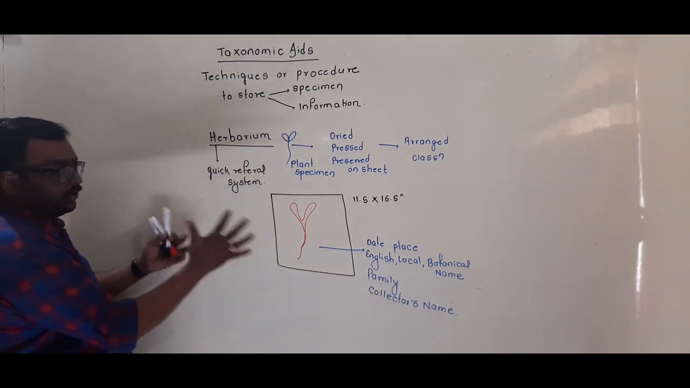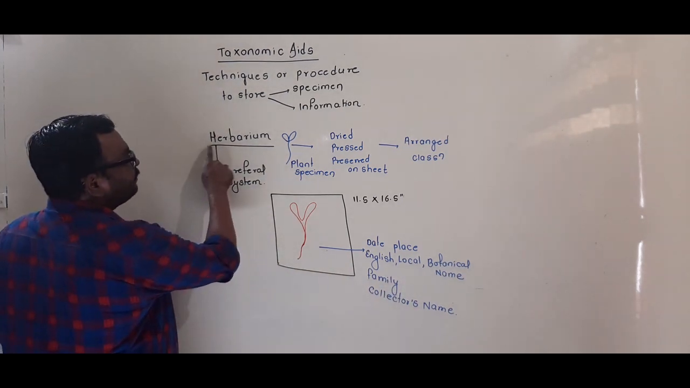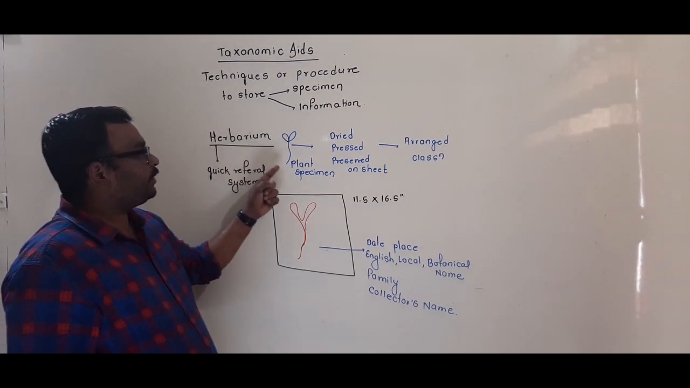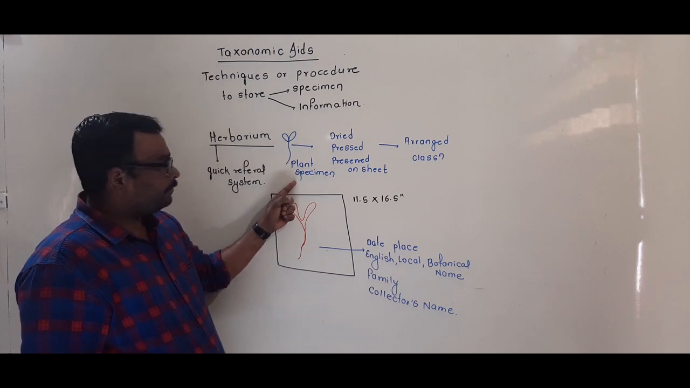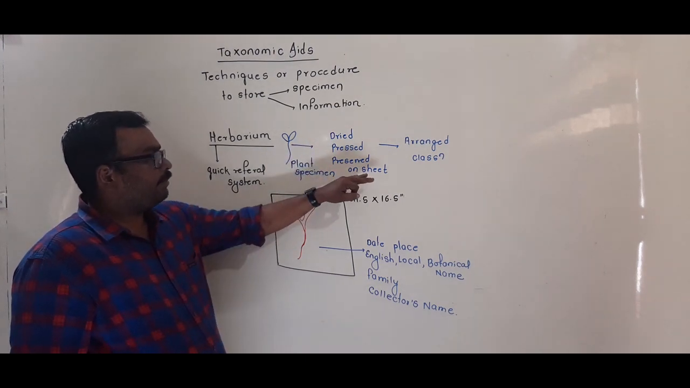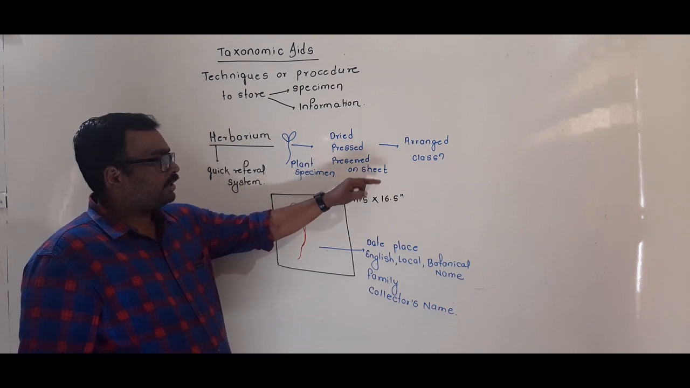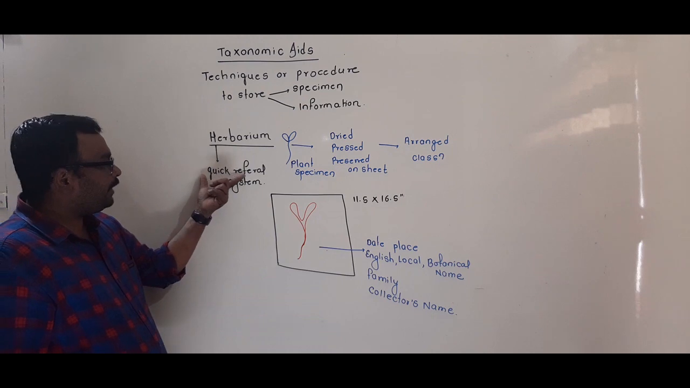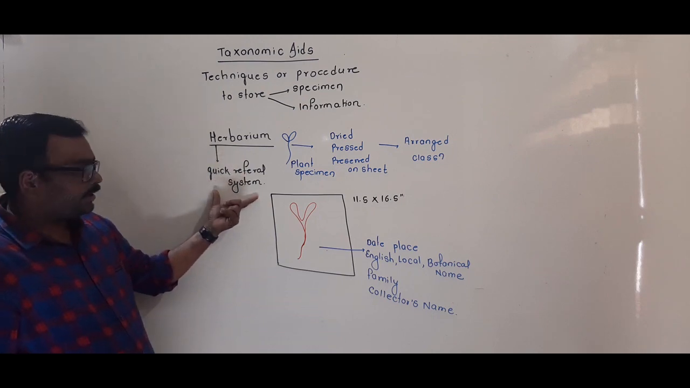Whatever the collection of sheets is present, that is nothing but called a herbarium. So what do you remember about the herbarium? Herbarium is a collection of, first one, plant specimens. The plant specimen is dried, pressed, preserved and mounted on sheets, and all these sheets are arranged according to classification. Second one, it becomes a quick reference system for taxonomic studies.